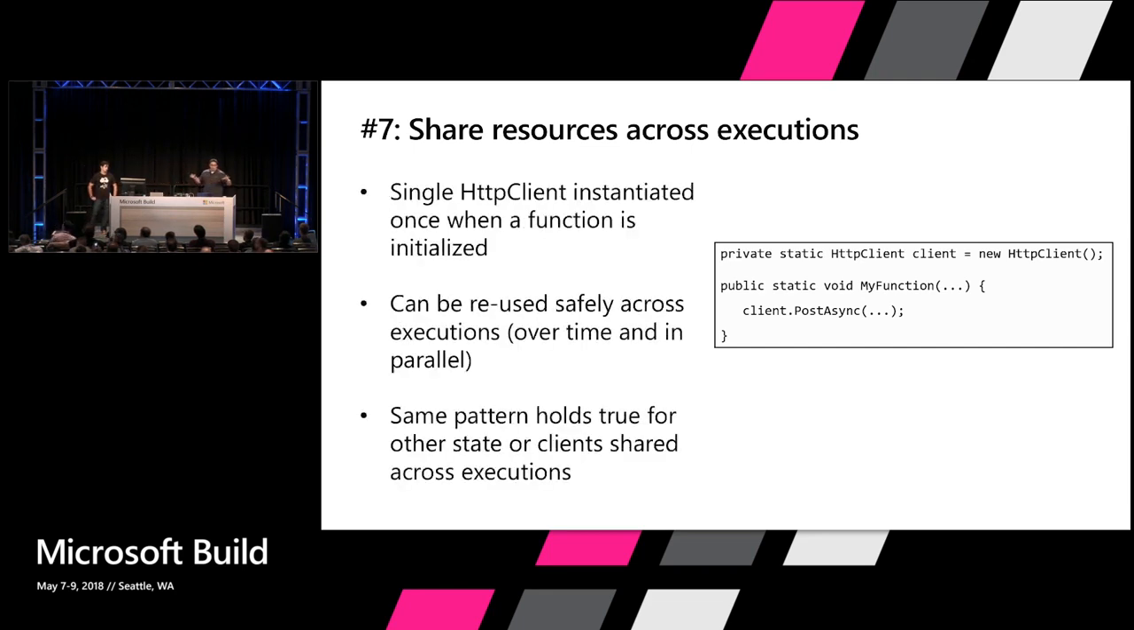So now, once we create your function instance, you'll create your HttpClient. You can now reuse that client safely over a number of executions, either over time or in parallel. And like I said, this pattern holds true for other things too. So if you need to connect to a SQL database and you're sending 10 requests every second, you don't really want to have to create 10 new connections to your SQL database every second. That's just going to ruin your SQL database. It's going to be really expensive. So instead, you can do a pattern like this. Just create a single connection to your SQL server, one per instance, and we'll be able to reuse it safely.